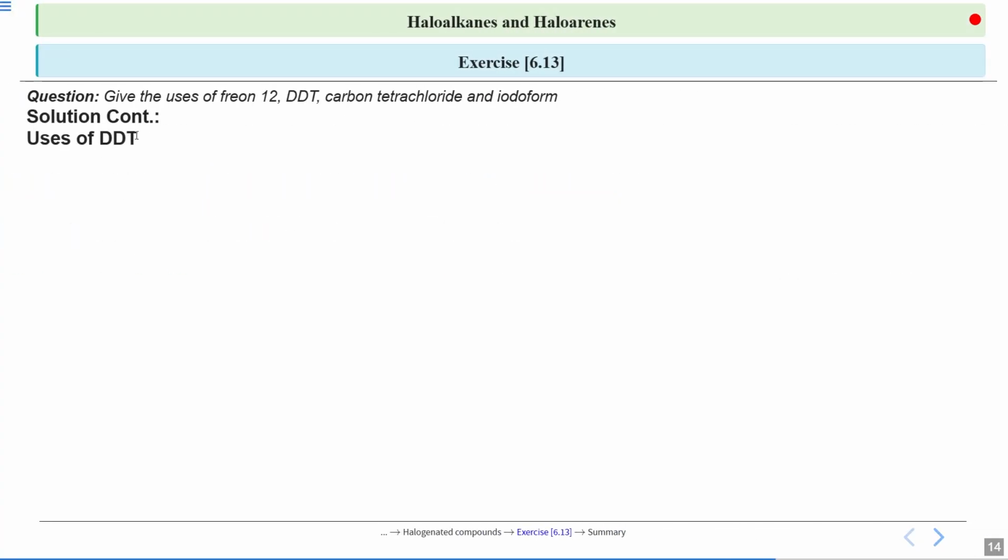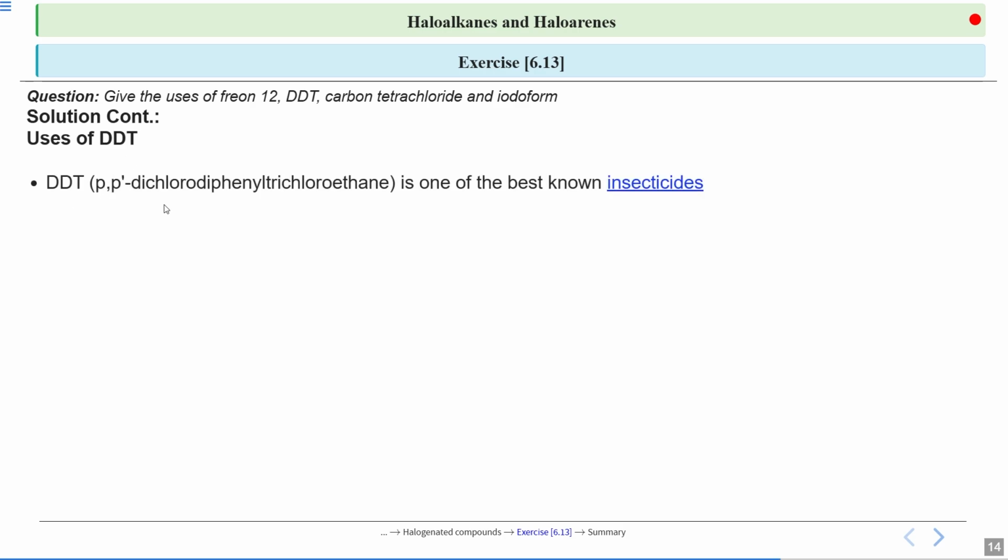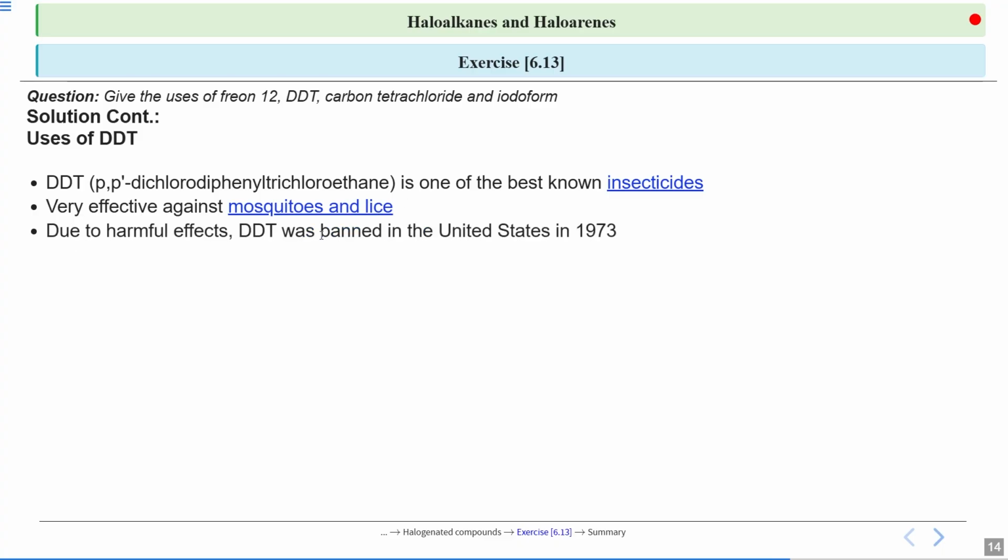Now, if we talk about the molecule DDT and its uses, DDT is a p,p'-dichlorodiphenyltrichloroethane molecule, and it was one of the best insecticides in historical times, very effective against mosquitoes and lice. Due to its harmful, toxic effects, DDT was banned in the United States in 1973, but even today, in various parts of the world, it is still used as an insecticide.